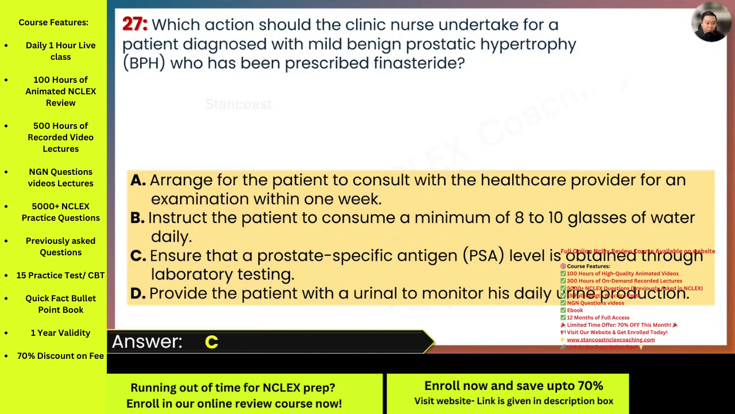Okay, so remember that one. Now, what about letter B? Instruct the patient to consume a minimum of 8 to 10 glasses of water daily. We know that staying hydrated is important, and the patient's water intake does not directly affect the efficacy of finasteride. And so the key clue, we have 8 to 10 glasses of water.